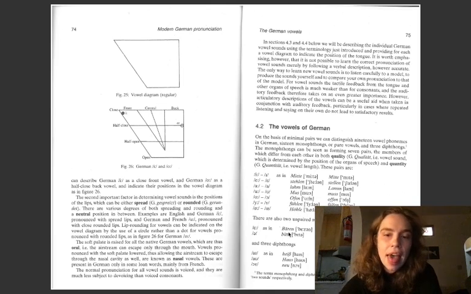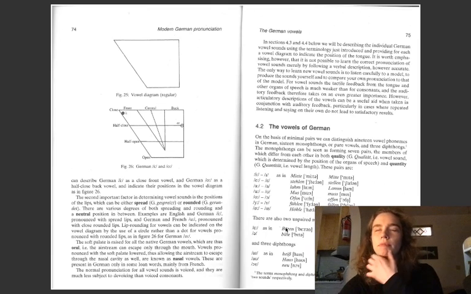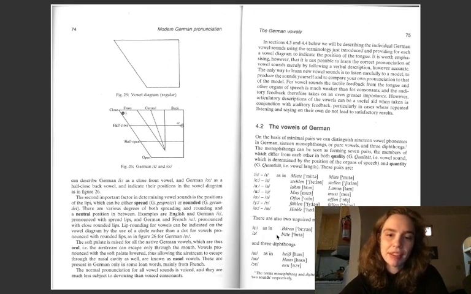Then we have the E. This is the A umlaut, but you drop your jaw more. Kind of like when you go to the doctor and they have the tongue depressors, like bären. Then we have bitte.